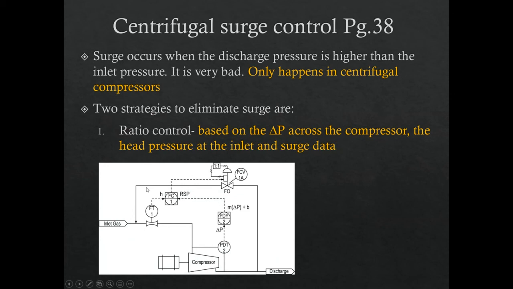First is ratio control. Again, diagrams are very important here. How do I know if this is ratio control? Well, a good indicator is this little ratio that you see up here. Here we have a pressure differential transmitter between the suction and discharge side, providing a remote set point to a flow transmitter on the suction side, and that provides an output and a ratio to the flow out. You can see this is a recirculating type situation. Based on the delta P across the compressor, the head pressure at the inlet, and surge data, this is the way they set up that ratio control. It's more important that you understand the strategies here. So there you go.